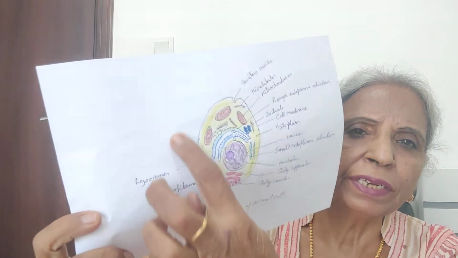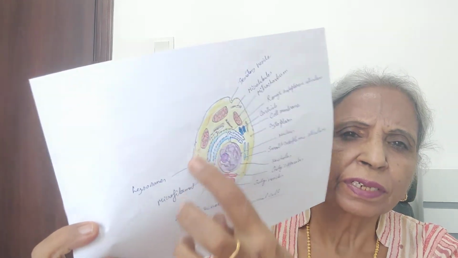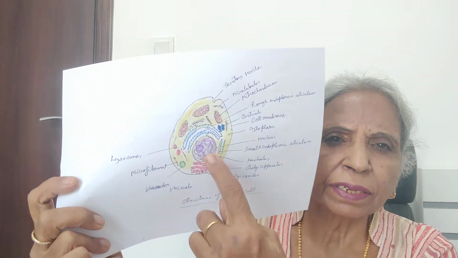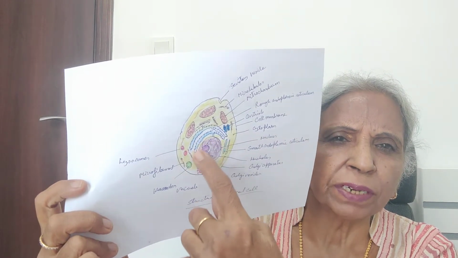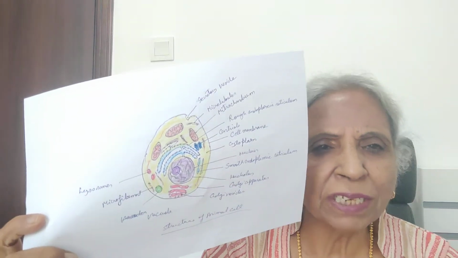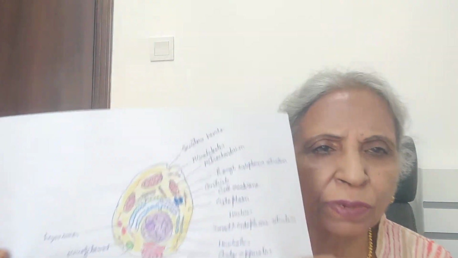This outermost layer is the cell membrane. This yellow color which I have drawn is a clear substance which is called the cytoplasm. And near the center, there is this purple color which I have drawn. It is the nucleus. So basically it has three parts, and we will describe them one by one.